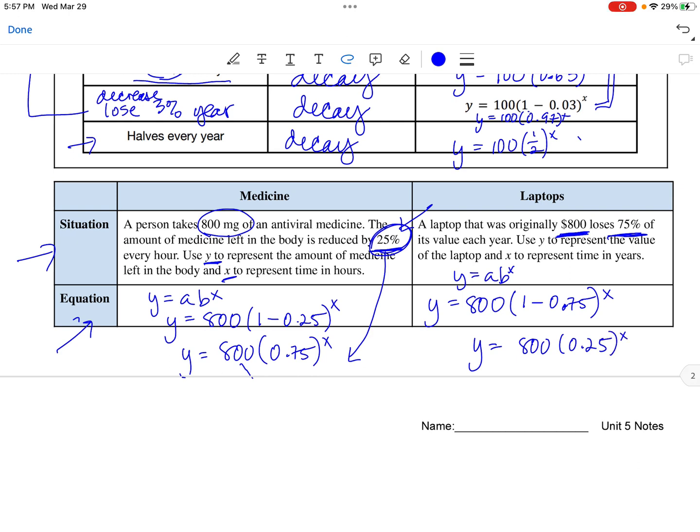And a way to think about this is each year it's only worth 25% of what it was the year before, because it lost 75% of its value. All right, that's it.